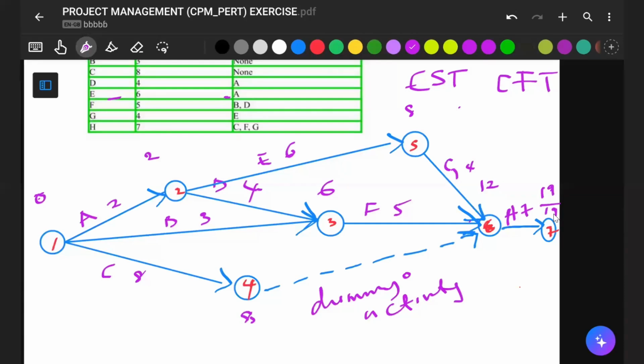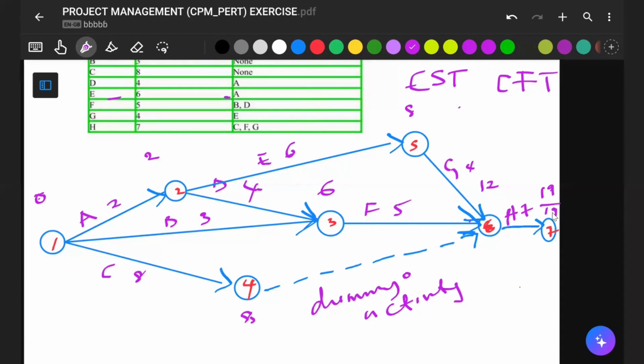Now we are going to the backward pass. The simple explanation for 19 over 19 is that whatever you get as your final answer up here, just bring it down. It must be the same.